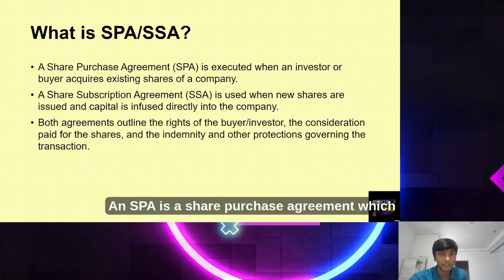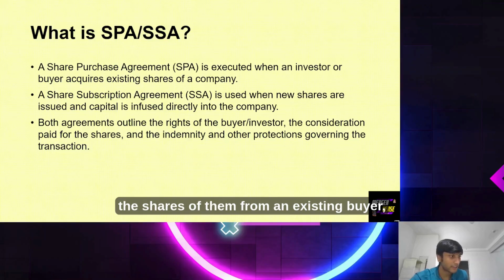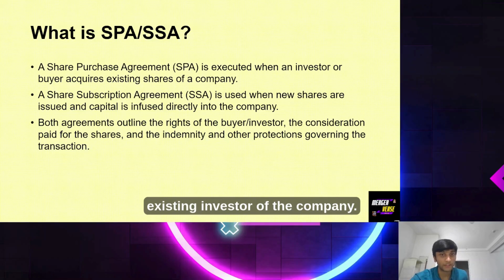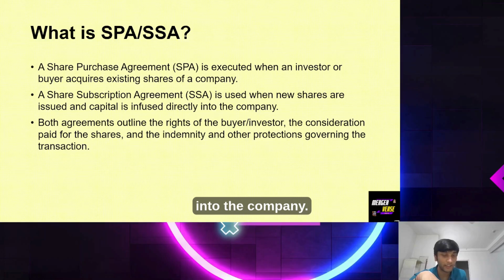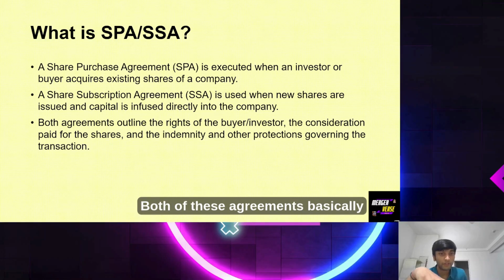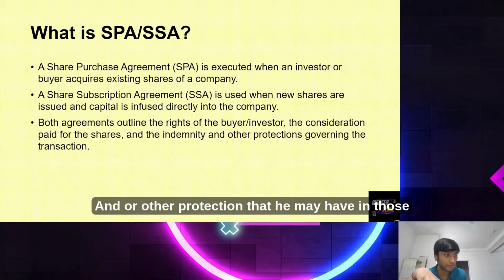An SPA is a share purchase agreement which is executed when the investor is buying the shares from an existing investor of the company. It is a secondary transaction document, whereas an SSA or share subscription agreement is for primary infusion into the company. Both of these agreements basically outline the rights that the investor would have in the company and indemnity or other protection that he may have in those transactions.